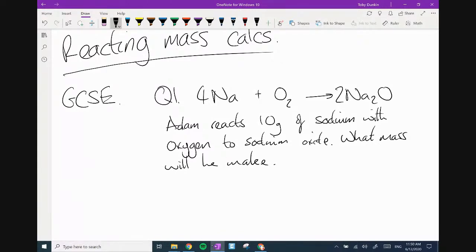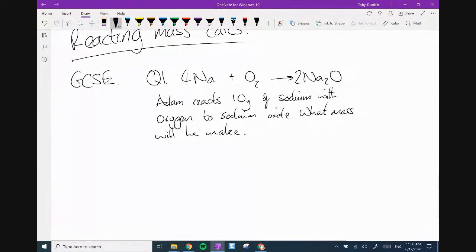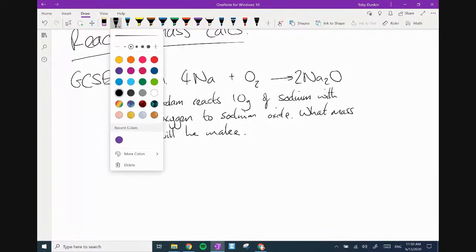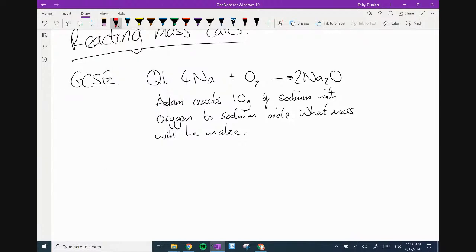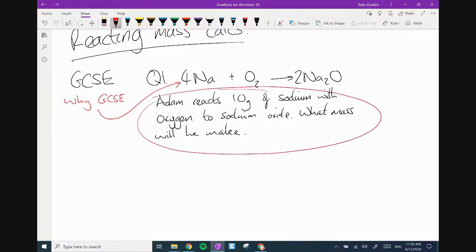So this is a very straightforward, typical GCSE question. So the question is, why is this GCSE? And the key thing here, there's a couple of points. Number 1, why GCSE? Why is this not A-level? First reason, they've given you the equation. You are not going to be given equations anymore. The equations are going to be down to you.